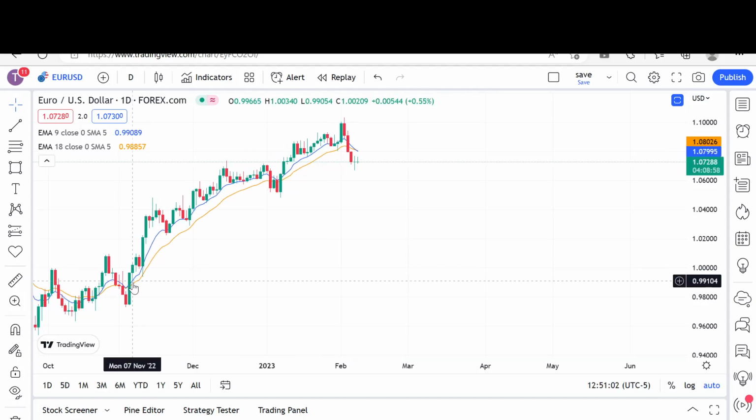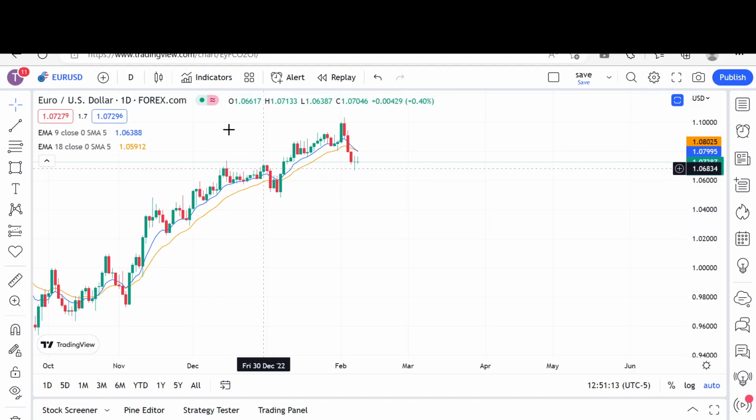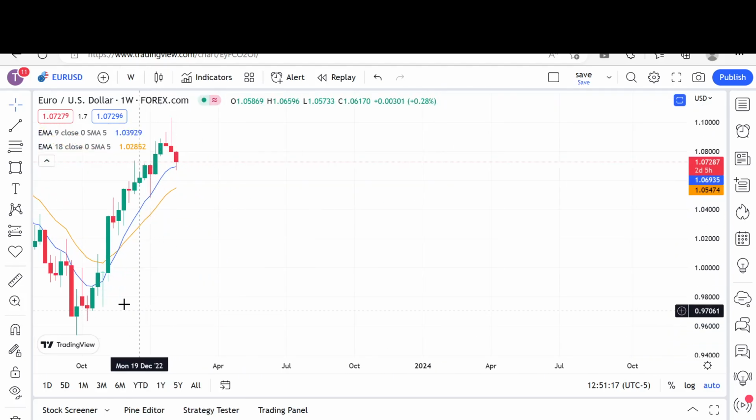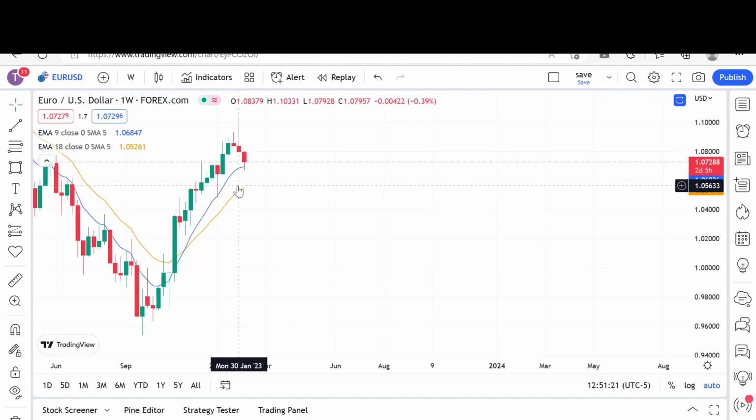So this is a bullish example. As long as the 9 EMA is above the 18 EMA and we're pressing up, institutional order flow is bullish, and the overall trend is bullish on the daily chart. You can do it on the weekly chart as well. For example, see how we crossed right here. It's primarily used on the daily and the weekly chart.